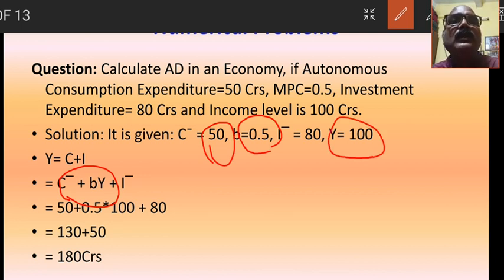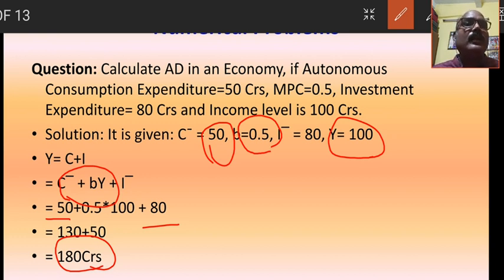So now 50 plus 80, that is 130, and 0.5 into 100, that is 50. 0.5 means 5 by 10. So 5 by 10 means 1 by 2, and 1 by 2 into 100 means 50. So 130 plus 50 is equal to 180 crores. So when income is 100, minimum consumption is 50, marginal propensity to consume is 0.5 and investment is 80, at that time aggregate demand in the economy is 180 crores.